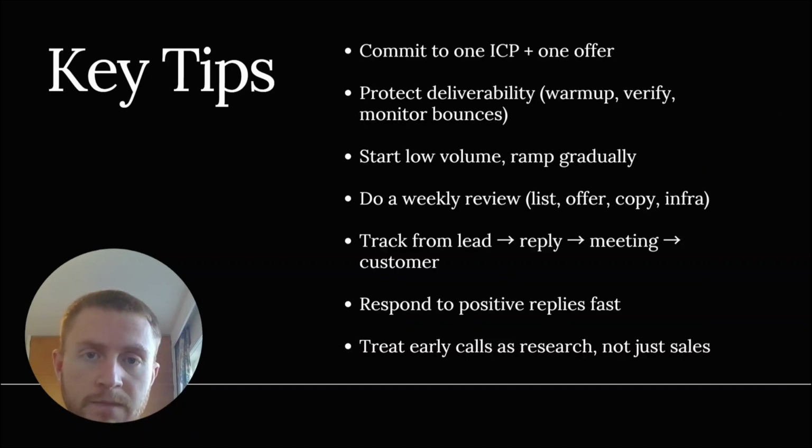So key tips: commit to 1 ICP and 1 offer at the start. Protect your deliverability. This should be your number 1 concern. Warm up, verify, monitor bounces. If your inboxes, your domains get flagged, you're done. Even if you have the most incredible email copy, they're not going to read it because it's in their spam. Start low volume and slowly ramp up gradually.